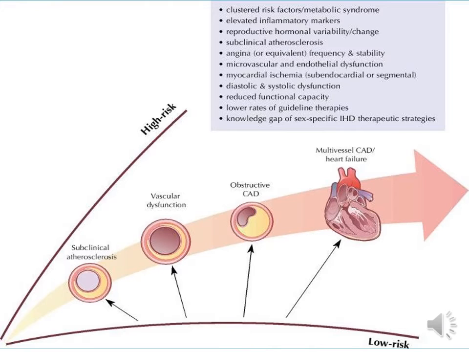This figure shows the factors that lead to high risk of chronic ischemic heart disease. The clustered risk factor, the elevated inflammatory marker, reproductive hormonal variability, subclinical atherosclerosis, angina, and microvascular and endothelial dysfunction, myocardial ischemia, diastolic and systolic dysfunction, reduced functional capacity, lower rates of guideline therapies, knowledge gap of ischemic heart disease therapeutic starting.